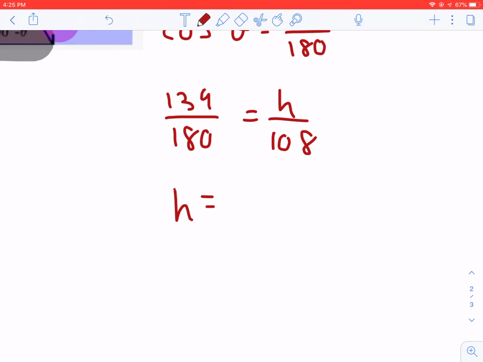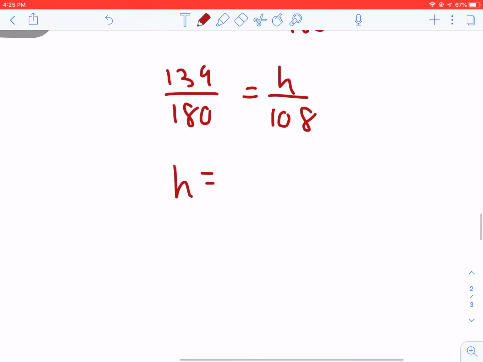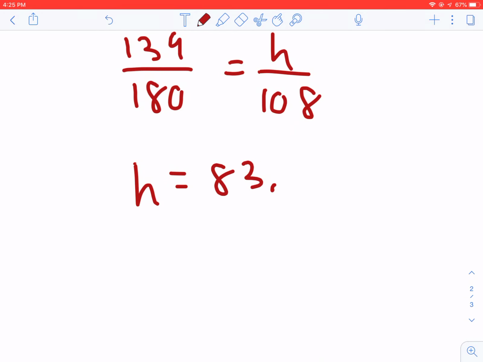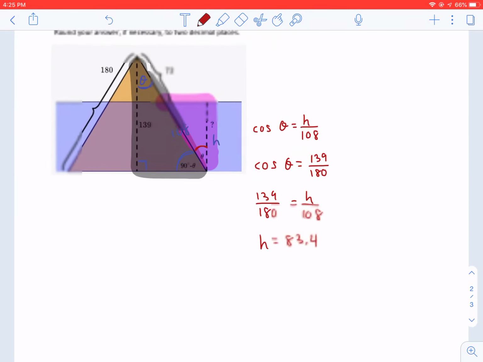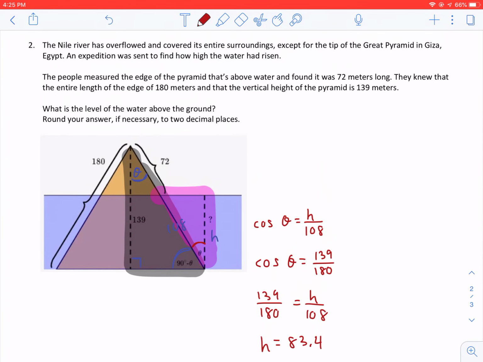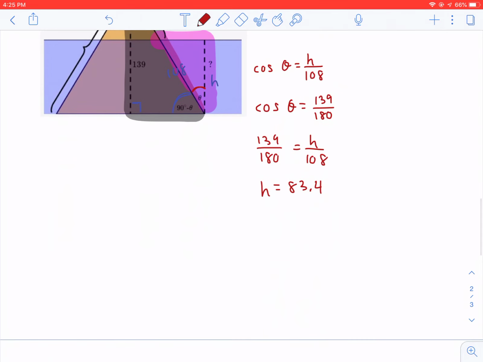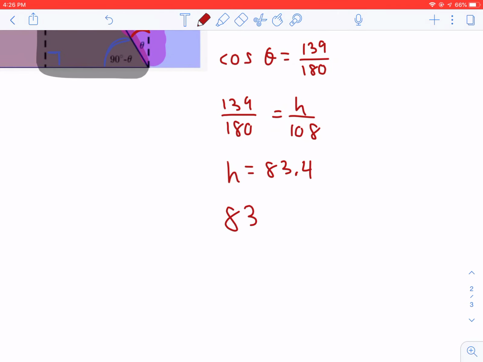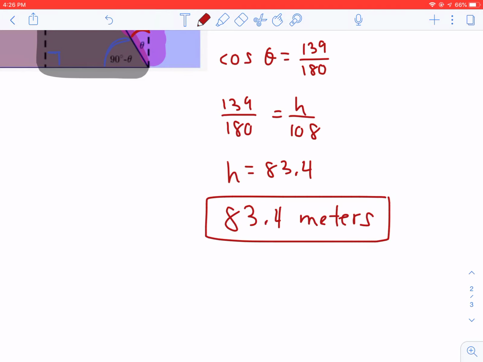139 times 108 divided by 180, and the height is 83.4. Let's redo the question. What were the units? They were in meters. So what's the level of the water above the ground? 83.4 meters. Right, we did not need to round because it was a nice number.